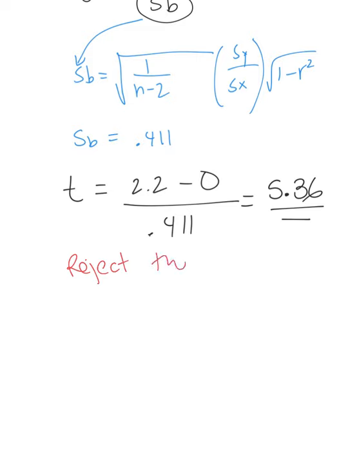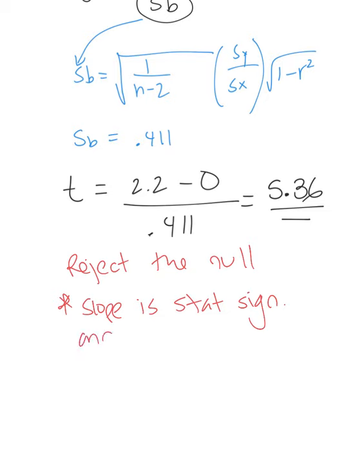Okay, so what does this tell us? It tells us that the slope of this regression is statistically significant, and different from 0. So there is a relationship between these two variables, and the relationship is statistically significant and different from 0.